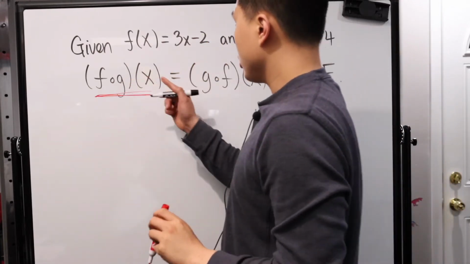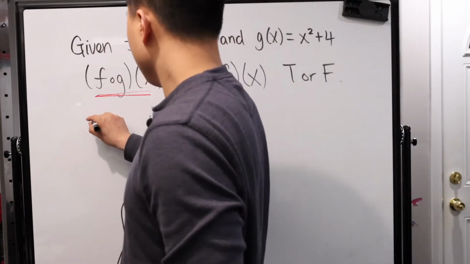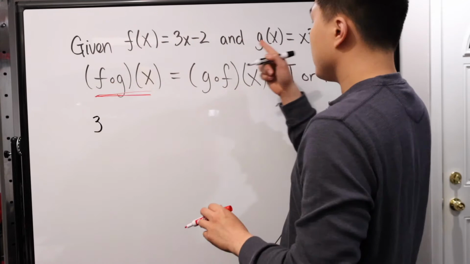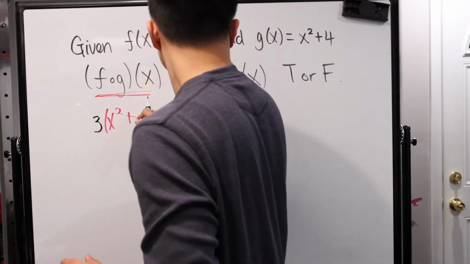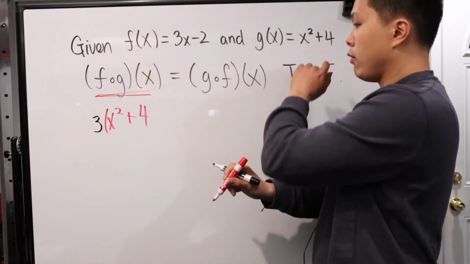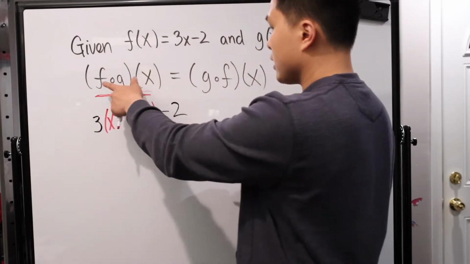So in this case, here we have f of g of x. We're going to get 3, right? I'm looking at f of x right here, and instead of x, I'm putting in the whole thing, x squared plus 4, which was originally your g of x, and then minus 2. That's this guy right here.